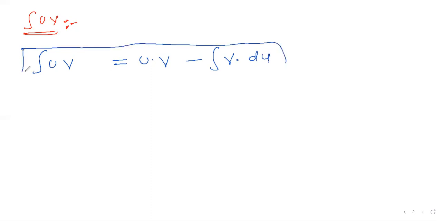First of all, step number one, I'll write a formula. The integration of UV is U into V minus integration of V into du. Please copy the formula. Integration of uv is equal to u into v minus integration of v into du. Am I clear?